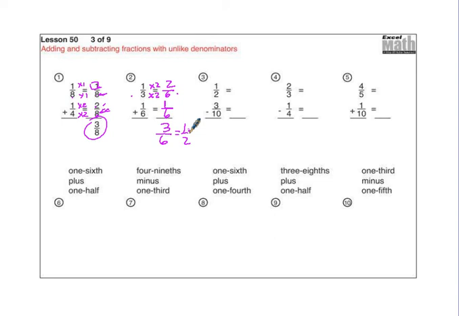All right, let's take a look at this next one, 1/2 minus 3/10. Again, take the biggest of the two numbers, the 10. Skip count by that. The first count of 10 is 10. Go ahead and write that on your paper.